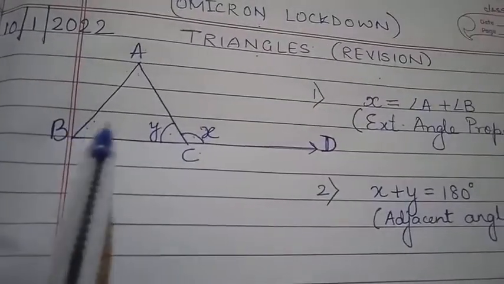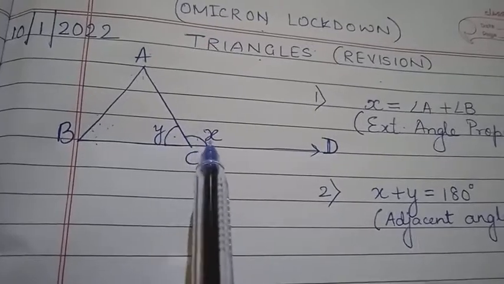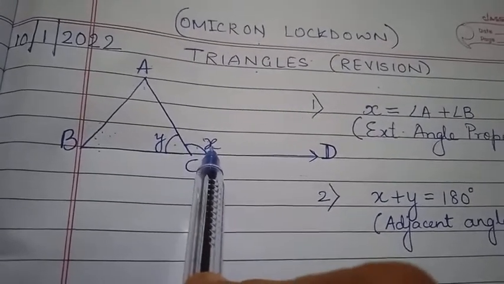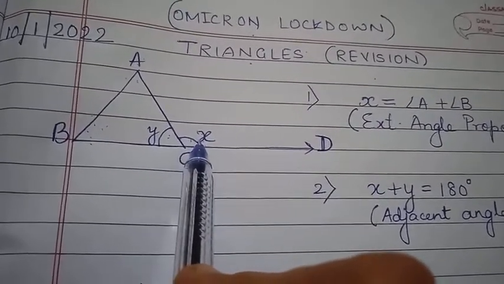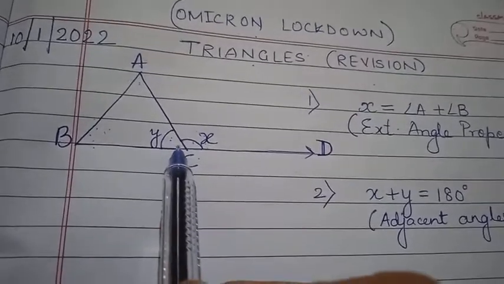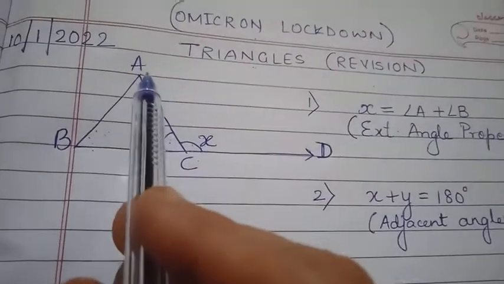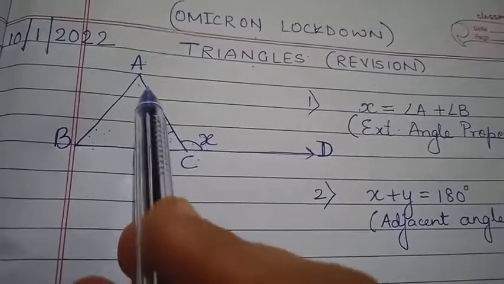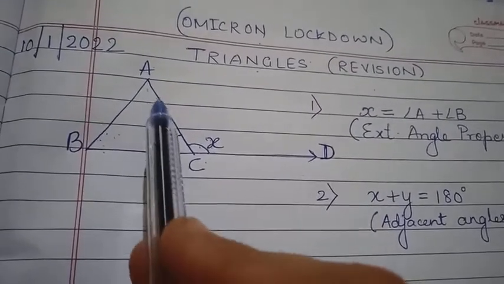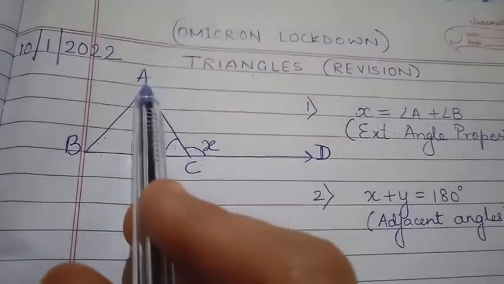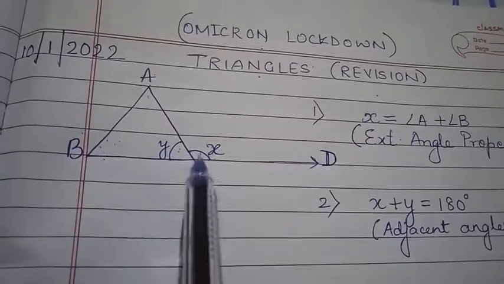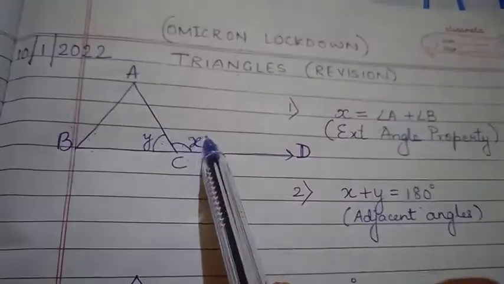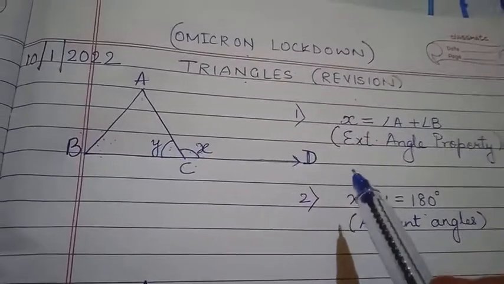The other property is, you can see here, X plus Y, that is the exterior angle plus the interior angle which is adjacent to it. What is adjacent to X here is Y. What are adjacent angles? Adjacent angles are the angles which share one arm. So here the arm shared between the two angles is arm AC, meaning angle ACD and angle ACB are adjacent angles and their sum is equal to 180 degrees. So here we see that angle X plus angle Y is equal to 180 degrees.